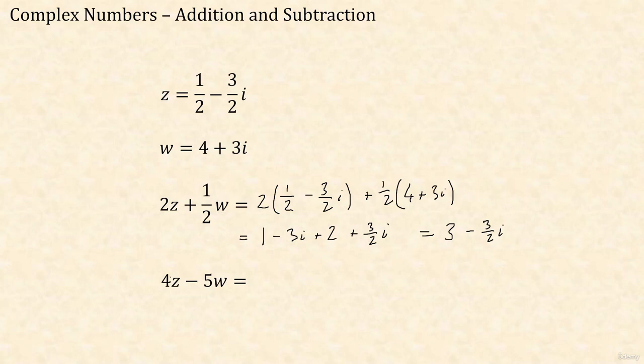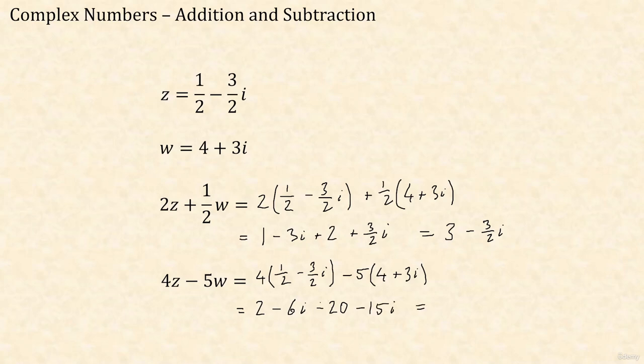Okay, let's look at this one, 4z minus 5w. So 4z is 4 times half minus 3 over 2i. And minus 5w, that's minus 5 times 4 plus 3i. Expand all of this. 4 times a half is 2. 4 lots of negative 3 over 2 is negative 6i. Negative 5 times 4 is minus 20, and negative 5 times 3i is minus 15i.